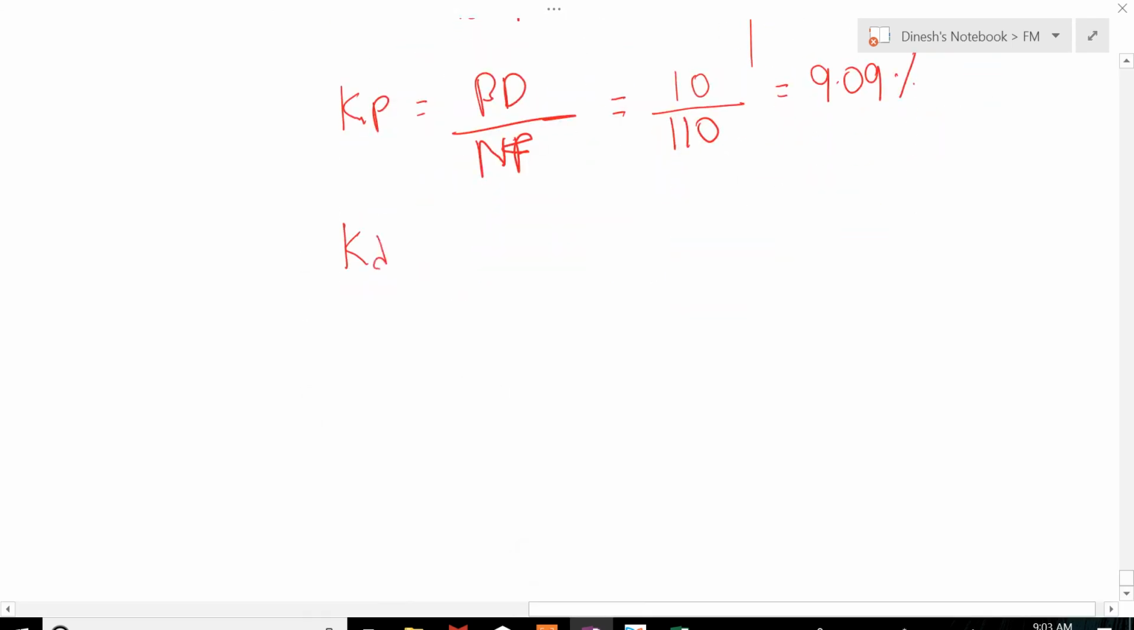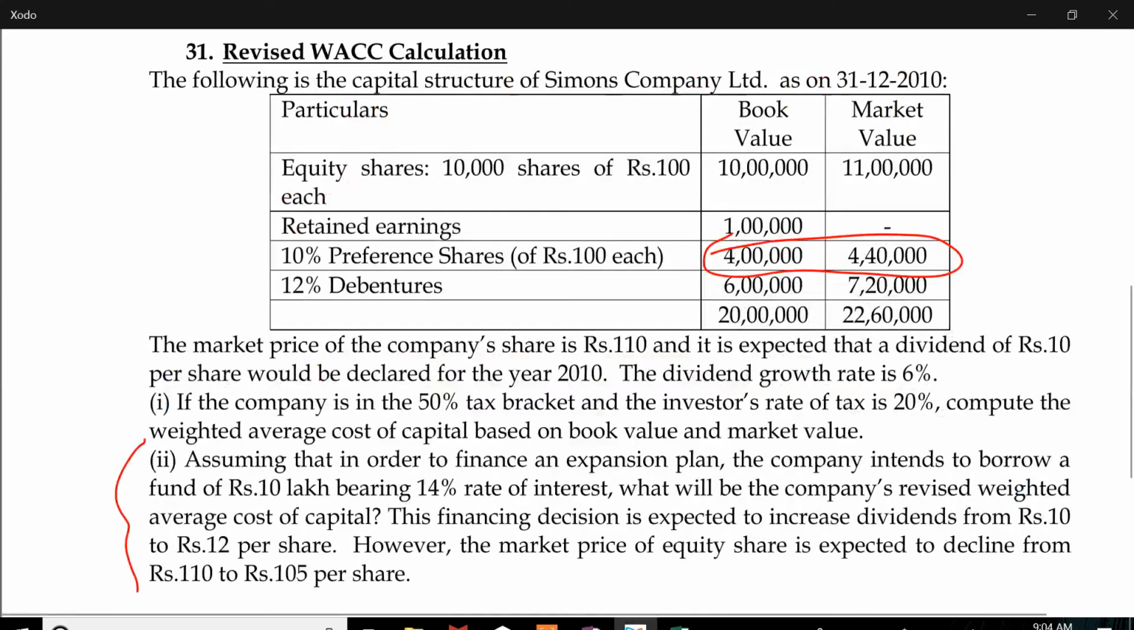The last one is cost of debt. Any information on life anywhere? Anything given in the question? So, interest after tax by net proceeds. You assume a face value of 100 and do this question. Any number you can assume, 10 or 100, that doesn't make a difference. Take 100 and then let me know the answer.